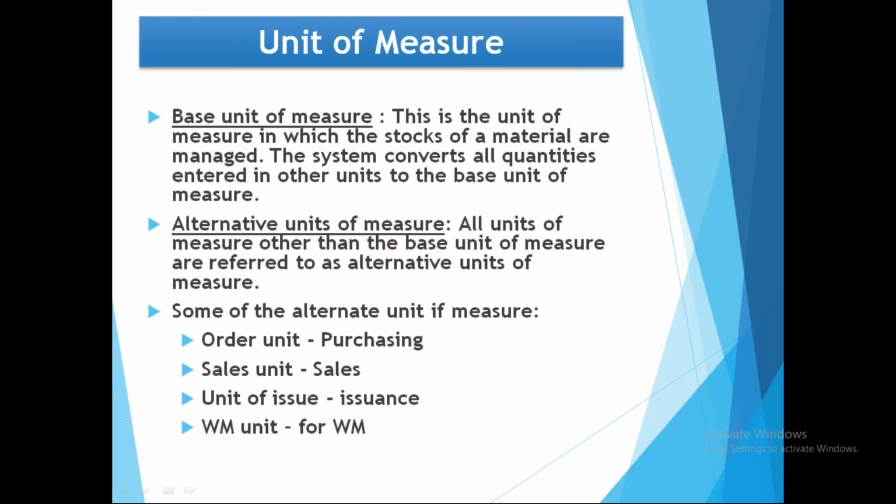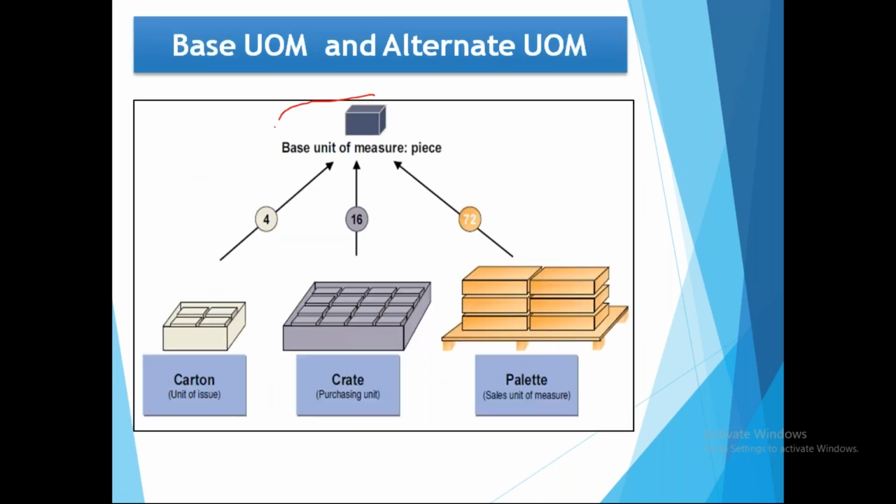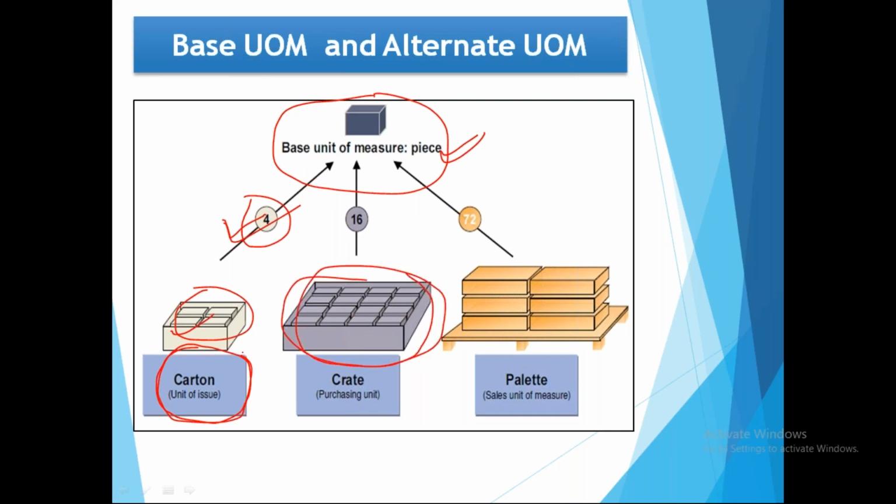Let's say your base unit of measure here is piece. You have another unit of measure called carton, and the conversion factor is 4. One carton will contain 4 pieces. Now let's say you have a crate, another unit of measure, with 16 pieces in a crate. So crate is an alternate unit of measure, carton is an alternate unit of measure, pallet is another alternate unit of measure. This is the base unit of measure, and these are all alternate units of measure, and you will have the conversion factor.